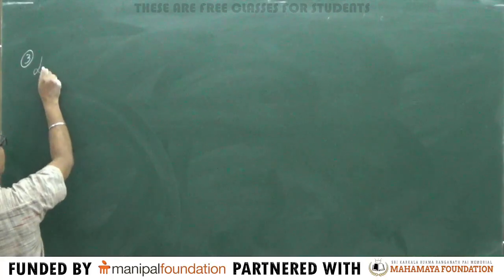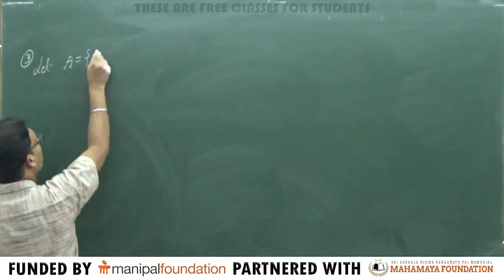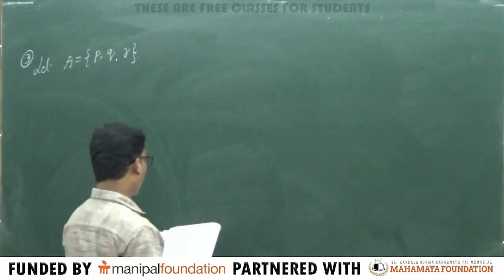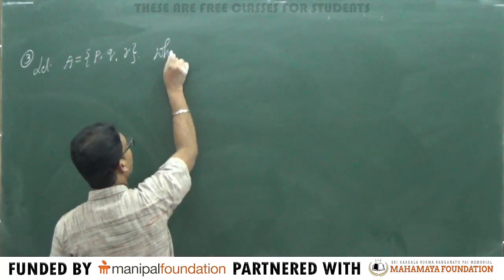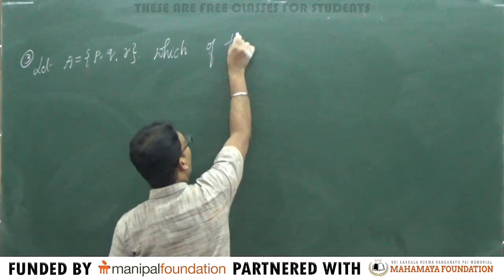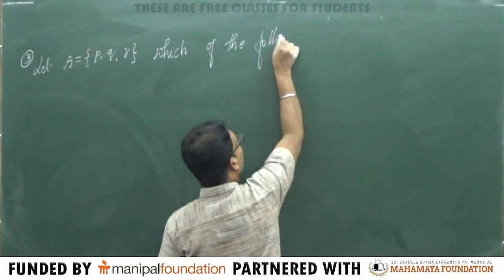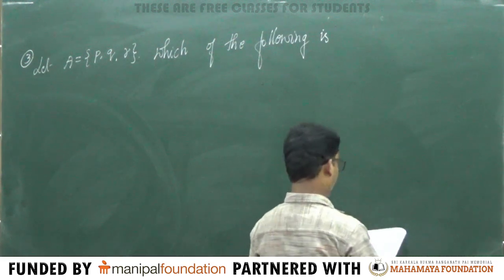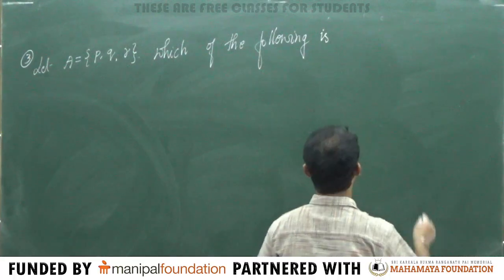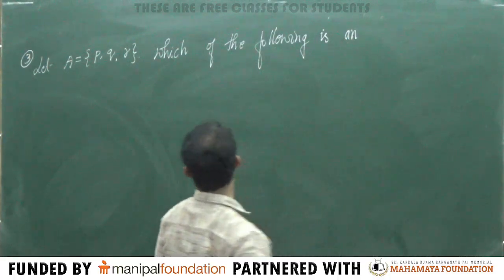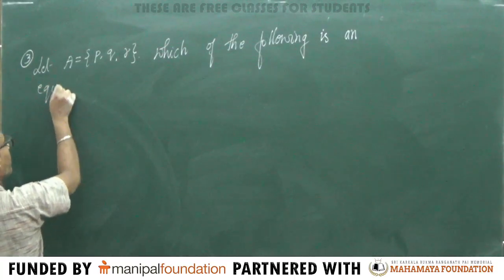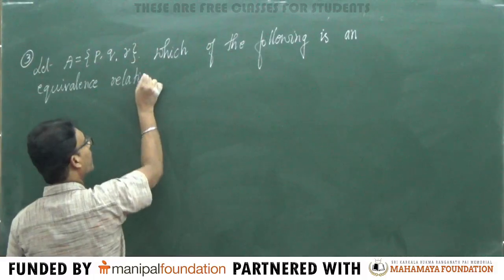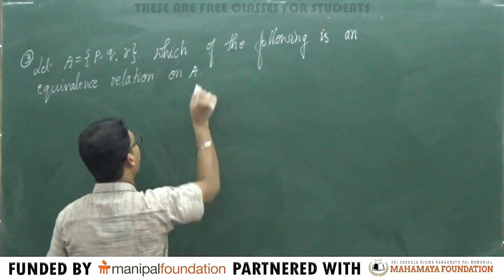Let the set A be equal to {P, Q, R}. Which of the following is an equivalence relation on the set A?